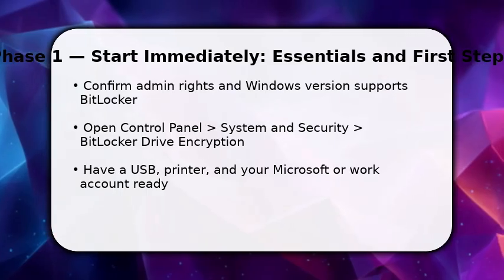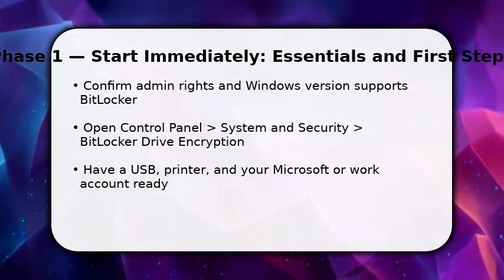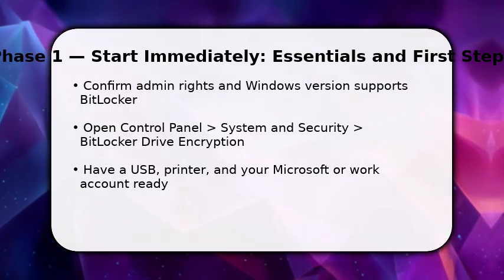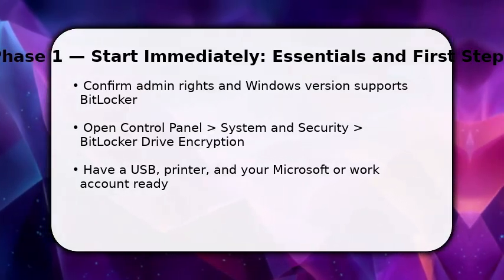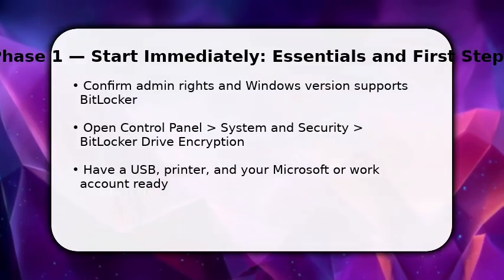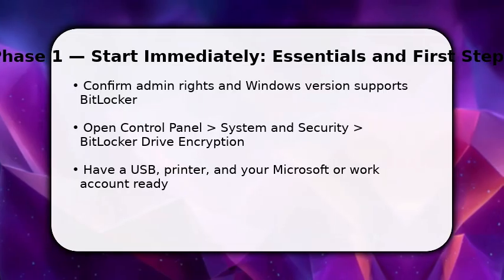Enjoy the video. You begin with admin rights because BitLocker changes drive security. Without them, you cannot save a recovery key. Once ready, open Control Panel, choose System and Security, then BitLocker Drive Encryption. Select the drive you are protecting and click Manage or Turn on BitLocker.